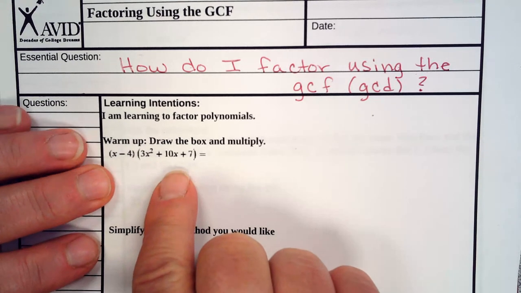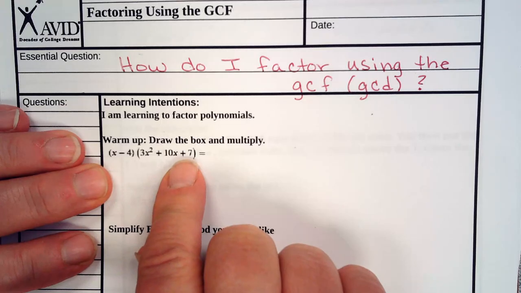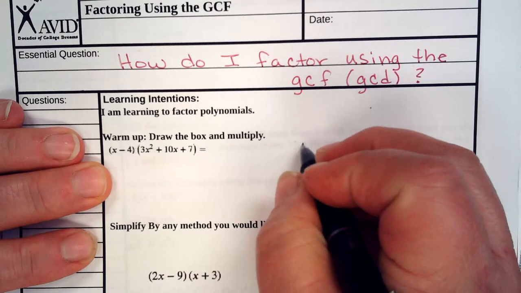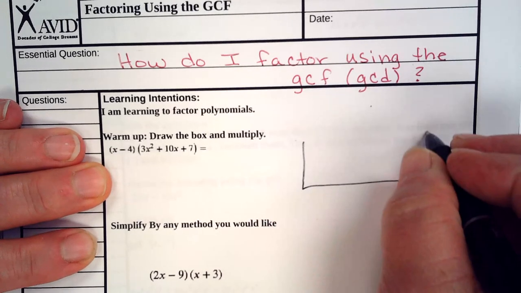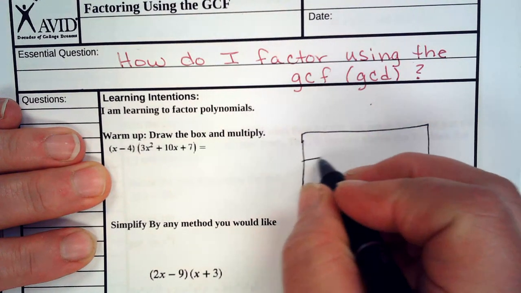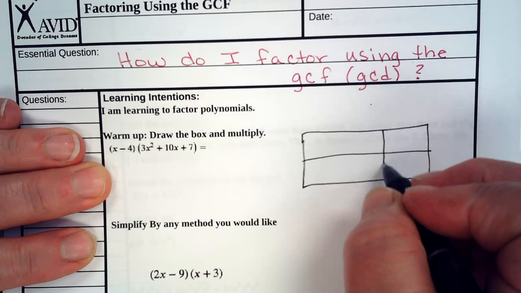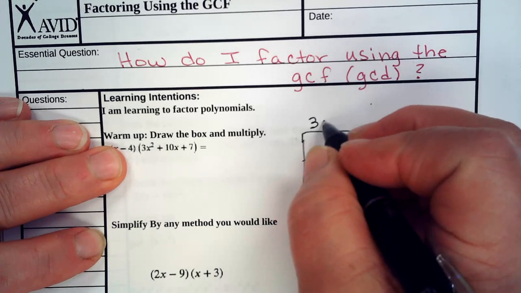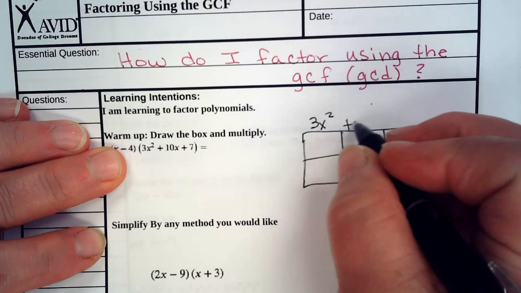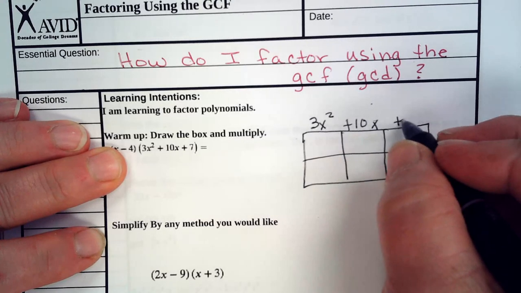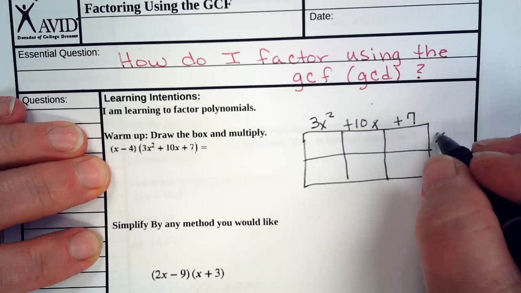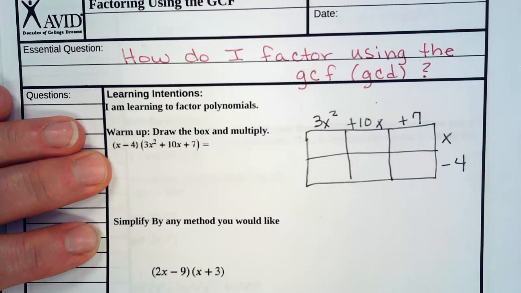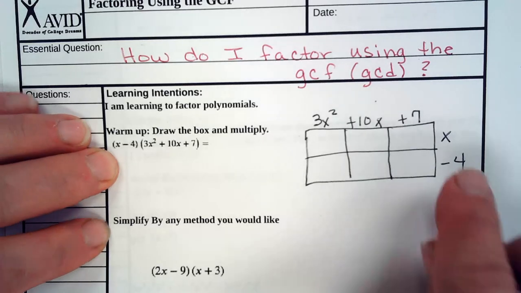Well, I hope you tried. So even though the trinomial is second, I'm still going to have that trinomial across the top. So 3x squared plus 10x plus 7, and then x minus 4 down the side. Were you able to set it up? If you were, good for you.